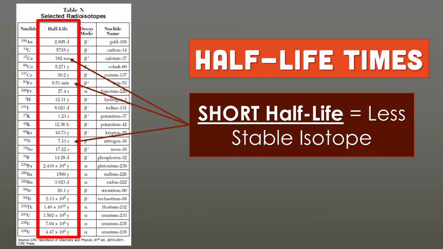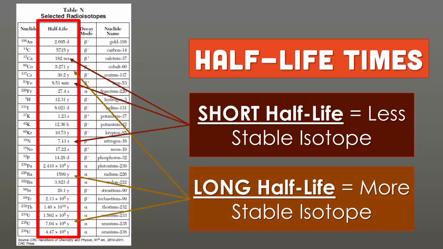If you notice in table N, the ones that have a shorter half-life, the ones that are milliseconds, minutes, and seconds, these are going to be your less stable isotopes. While the ones that have a very long half-life, like years, or the ones that have scientific notation represent years, they're going to be the more stable isotopes.